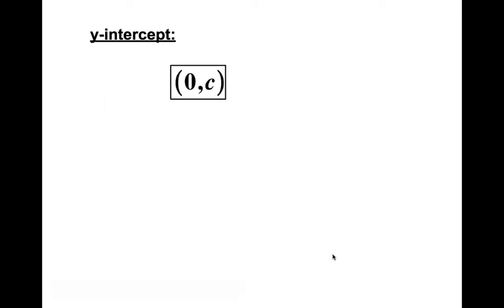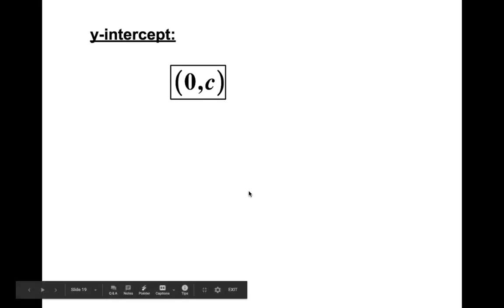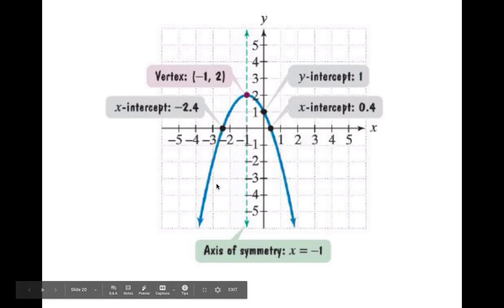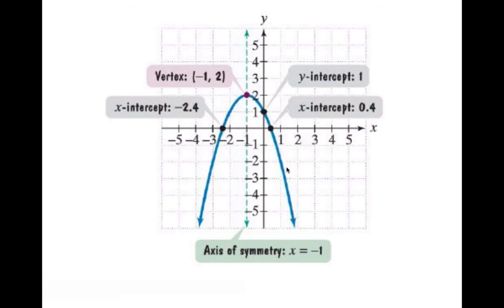For your y-intercept, it's 0, comma c. So if your a and b values are times 0 for x, your c value will be the remaining number. So whatever the c value is, that's your y-intercept. So looking at this graph, where it crosses the y-axis is right here at y-intercept of 1, but technically they should say 0, comma 1.